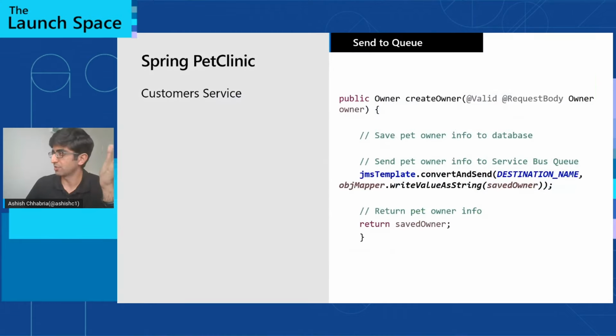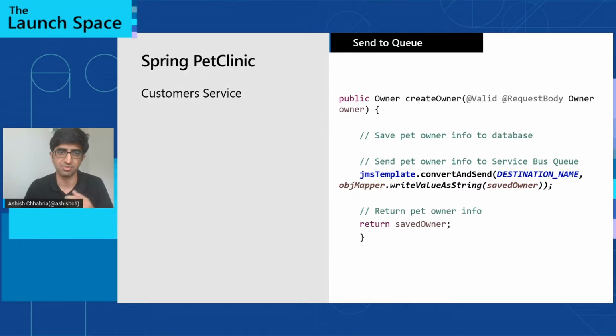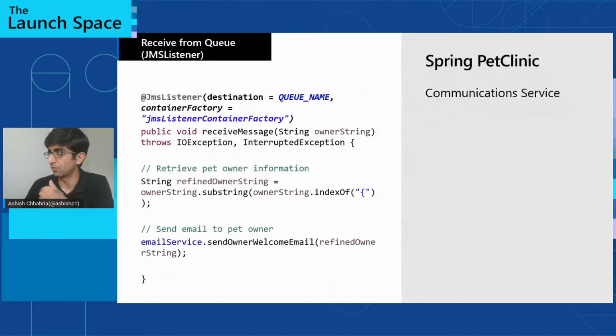And like we just saw, we can look at the actual code itself. So I've added this here as a resource for completeness, so it's available for viewing again. So this is the actual send code for the customer service when you create a brand new owner. The same thing also applies for visits as well. Sorry, this is for receiving from the queue itself.